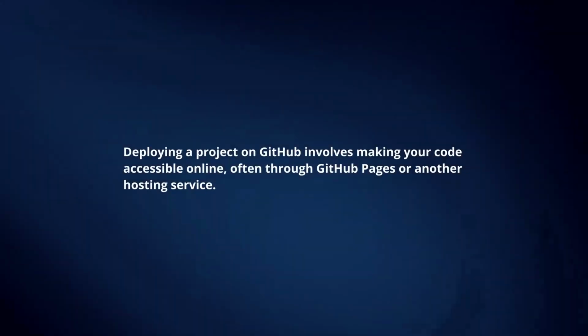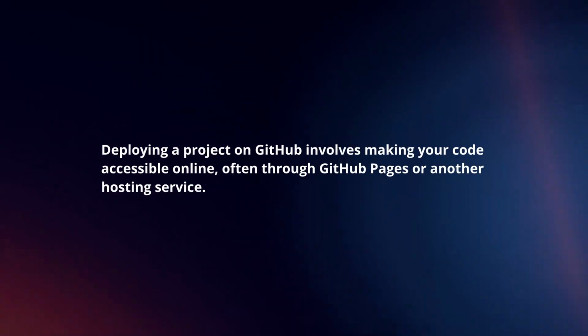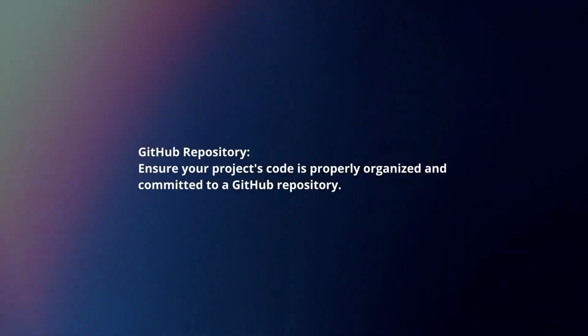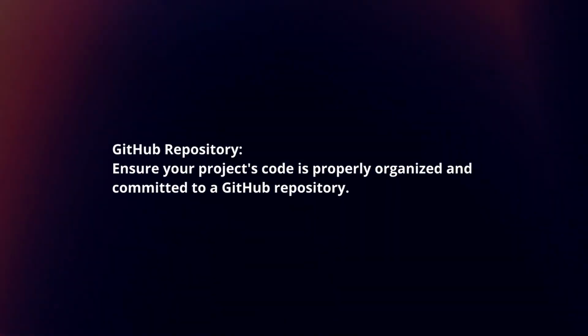Deploying a project on GitHub involves making your code accessible online, often through GitHub Pages or another hosting service. Here's a guide. GitHub repository: ensure your project's code is properly organized and committed to a GitHub repository.